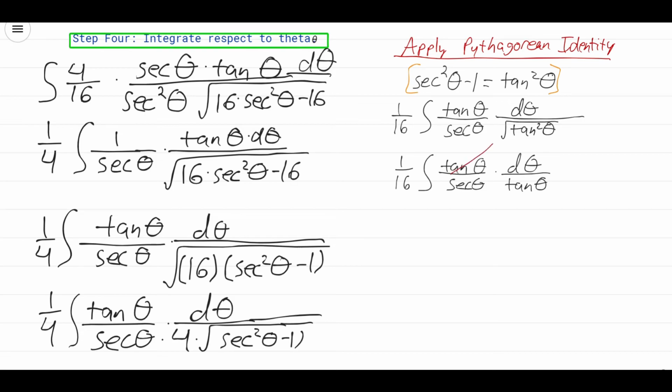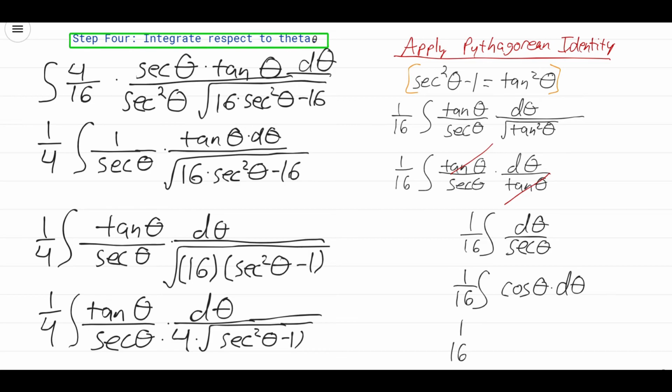So now what I can do is cancel out those tangent thetas, and I'm left with 1 over 16 times d theta divided by secant theta. And recall the Pythagorean identity: 1 over secant theta is equal to cosine theta times d theta. So when I integrate this, I get 1 over 16, and the integral of cosine theta is sine theta, of course, plus c.